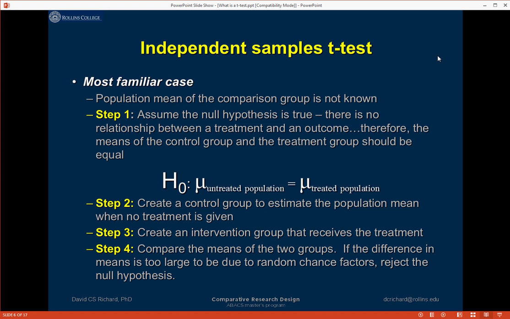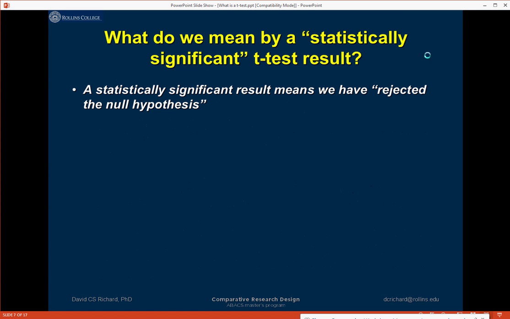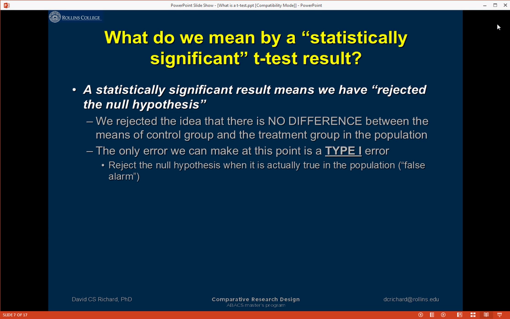Well, again, we started with the null hypothesis saying there's no difference between the control group and the treatment group at the end of treatment, right? So when we reject the null hypothesis, what that means is we believe there is a difference between the control group and the treatment group in the population. Once we reject the null hypothesis, the only decision-making error that we could make is what's called a type 1 error. A type 1 error is when we reject the null hypothesis when it is actually true in the population. This is called a false alarm.